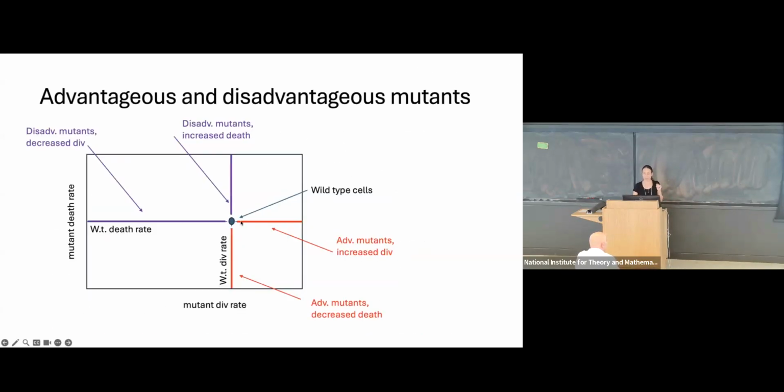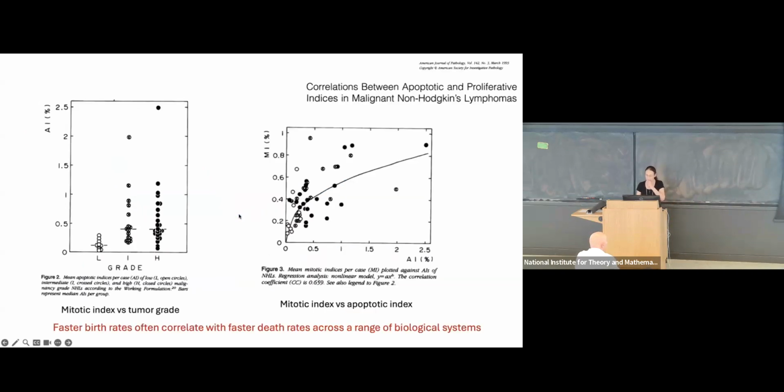And most of the time, we kind of go along one of these lines. We either increase or decrease the death rate, increase or decrease the birth rate, making them advantageous or disadvantageous. But really, you can put any point here and you get something. Right? So there's some evidence that both of these change simultaneously in mutants.